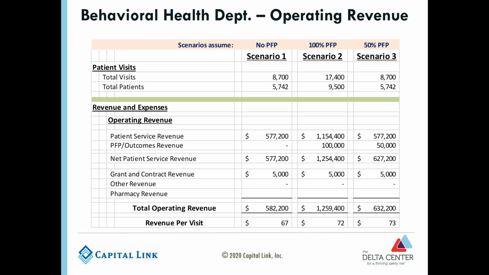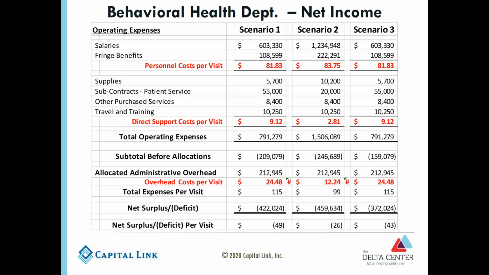If you go to the next slide, this is the other side, the expense side. Scenario one, the stripped down version, we showed you that a few minutes ago. You can see what the costs were: total operating expenses of about 791,000 before we allocated overhead and other costs. So in that scenario, the health center was in a deficit position of about $422,000. When we went to scenario two, the deficit grew a little bit, mainly because we had more expenses and we saw more visits, but about the same ratio. There wasn't a significant change.